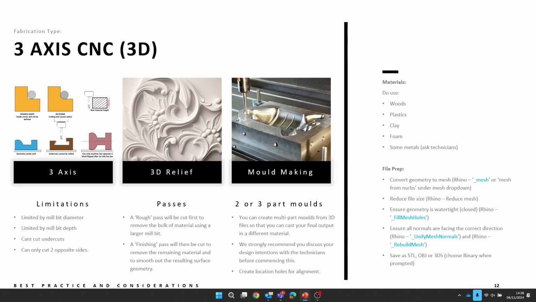Now, there are a few little file prep bits here. Again, up to you if you want to take any pictures, but again, I will be sharing it. But there's a few things here that we would recommend you do if you're going to CNC. So there's things like trying to reduce your file size. Most CNC machines don't like overly complex models. So reducing the number of vertices in a model will help it process faster. Ensuring your geometry is closed and watertight is generally essential. Ensuring that all normals are facing the correct direction.